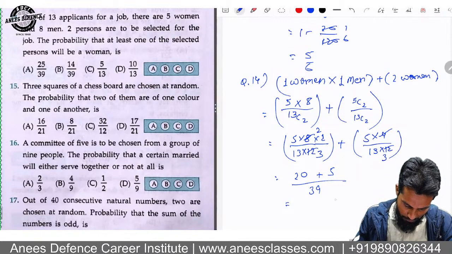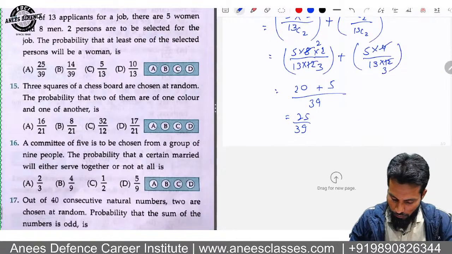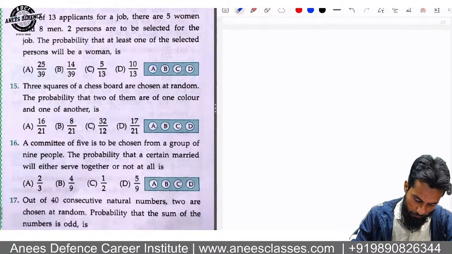25. Option A is correct, no? You said B. A, no? Right. 25 upon 39. So this was similar to question number 12 only. Both were the same. See, then question number 15 now.